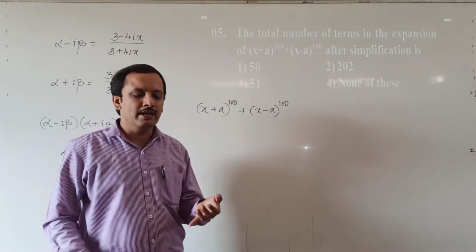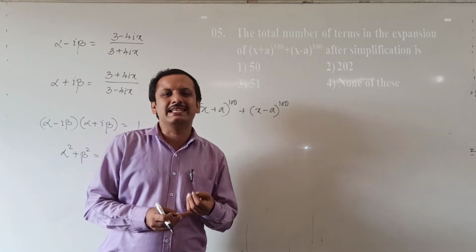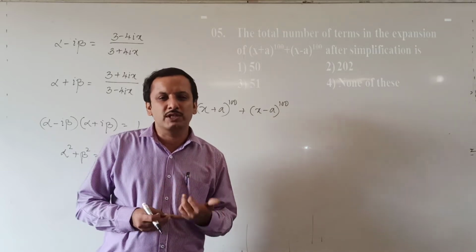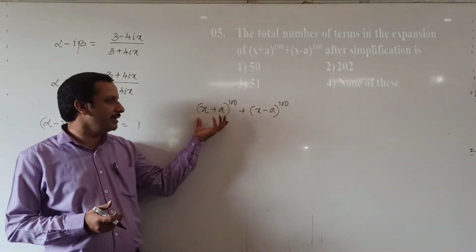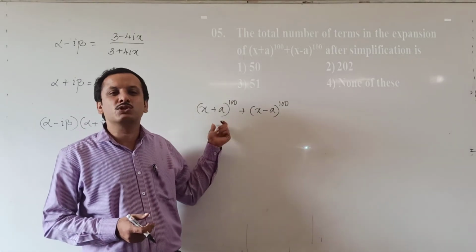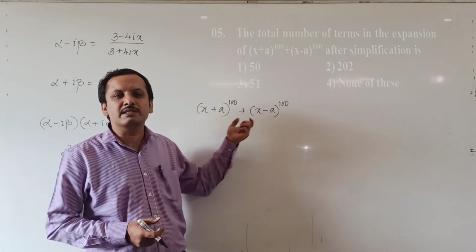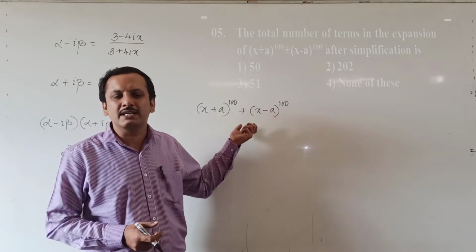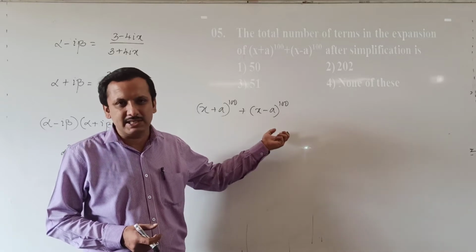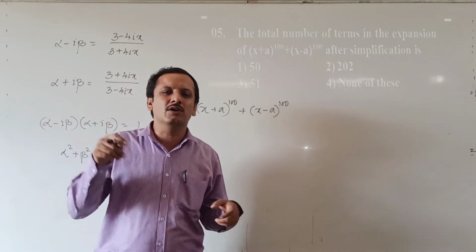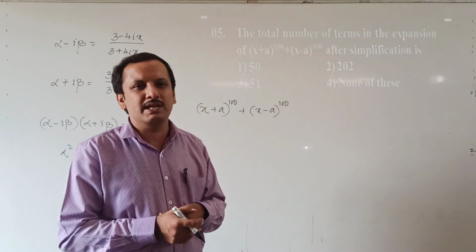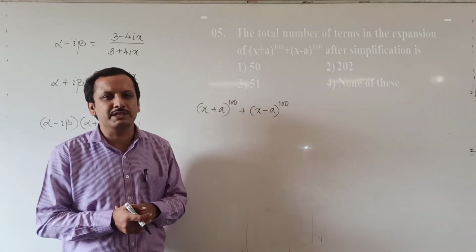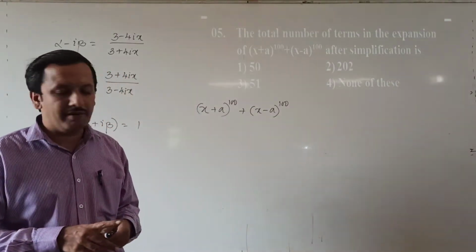I mean the terms containing 100c1, 100c3, 100c5, etc., up to 100c99, all those get cancelled. 50 of those terms get cancelled. And 51 will be remaining here, and 51 will be remaining here, but those will be similar, like 100c0 x power 100 plus 100c2 x power 98, etc. So when I add them, it will be 2 into (100c0 x power 100 plus 100c2 x power 98, etc.). So the number of terms after all the simplification is 51. 51, third option.